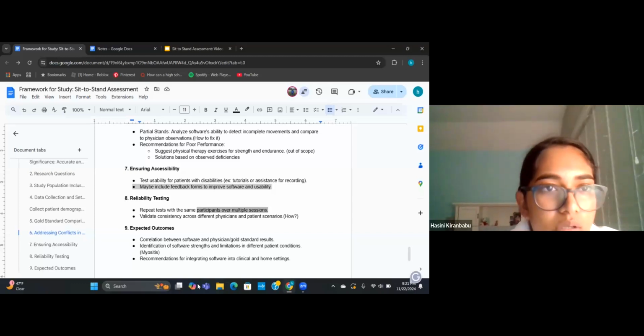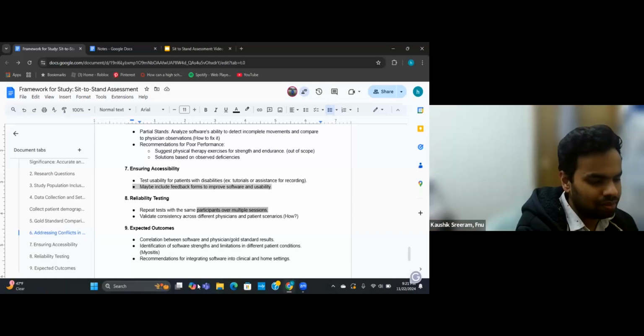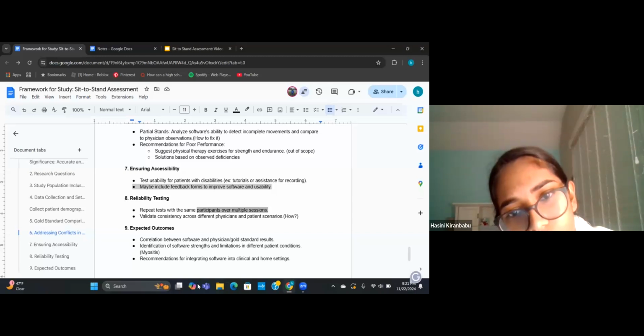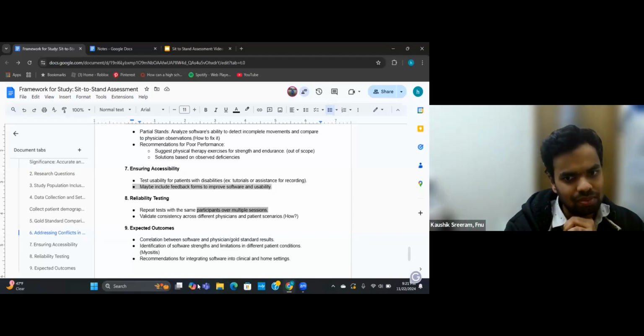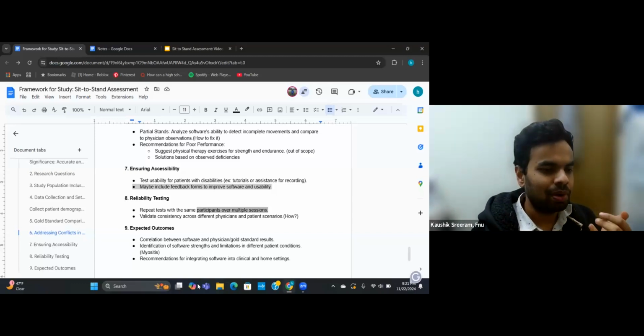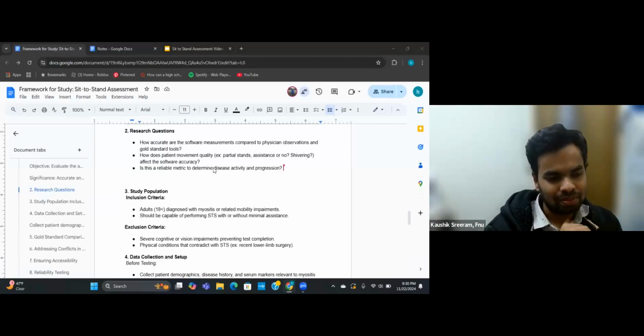Um, I can't figure it. How does movement quality, how accurate is it, is it reliable? Disease activity, I would say, and progression. So when you say disease activity, that is one thing. And the second thing would be progression. So how would you measure disease activity?